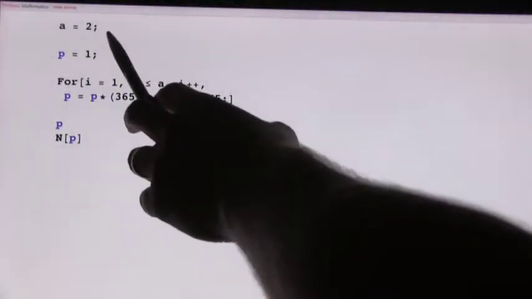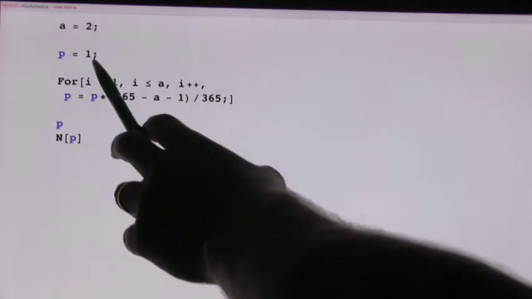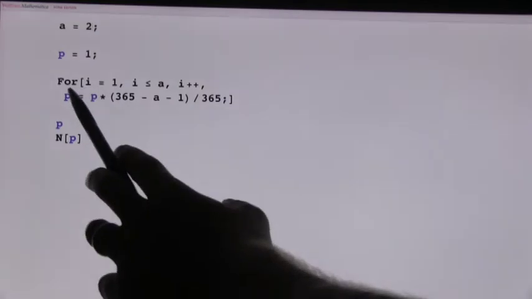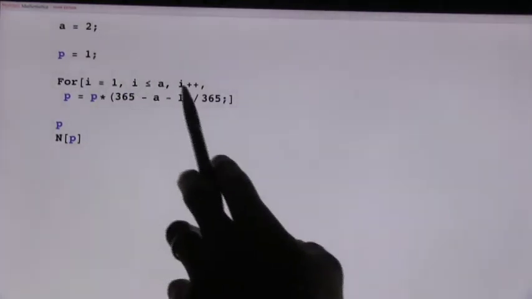Okay, so I've written a very simple program on Mathematica here. A is going to be the number of people. Probably should have called it n, but with 2 people. And p is going to be my probability. We're just going to go through a loop. So for i equals 1, i less than or equal to the number of people, and we'll increment.